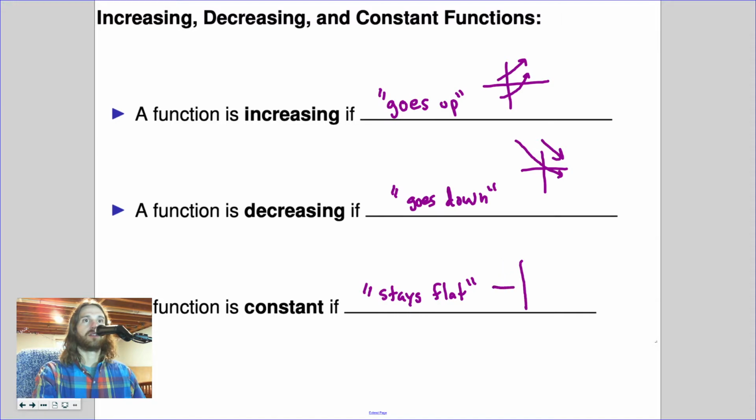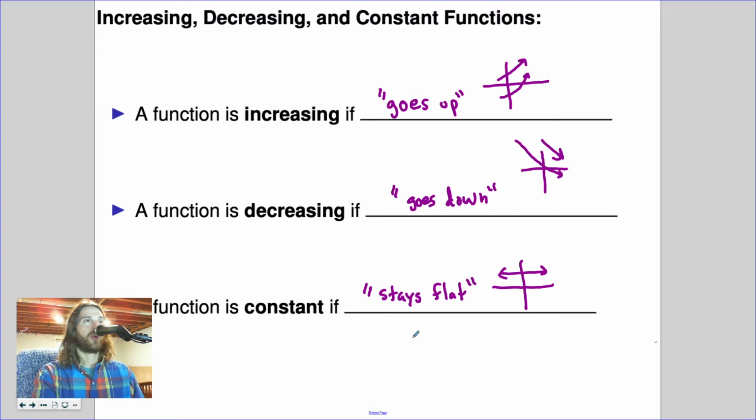Coming down like this, it is said to be constant if it stays flat. That means it looks like it has 0 slope. So constant looks like 0 slope. Decreasing looks like negative slope. Increasing looks like positive slope. So we're going to say increasing, decreasing, and constant instead of goes up, goes down, stays flat for the rest of the class. But that's how we describe them.